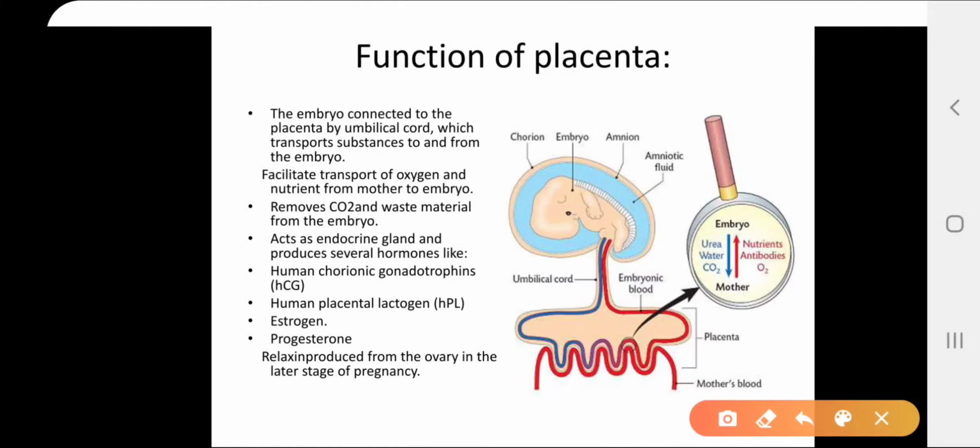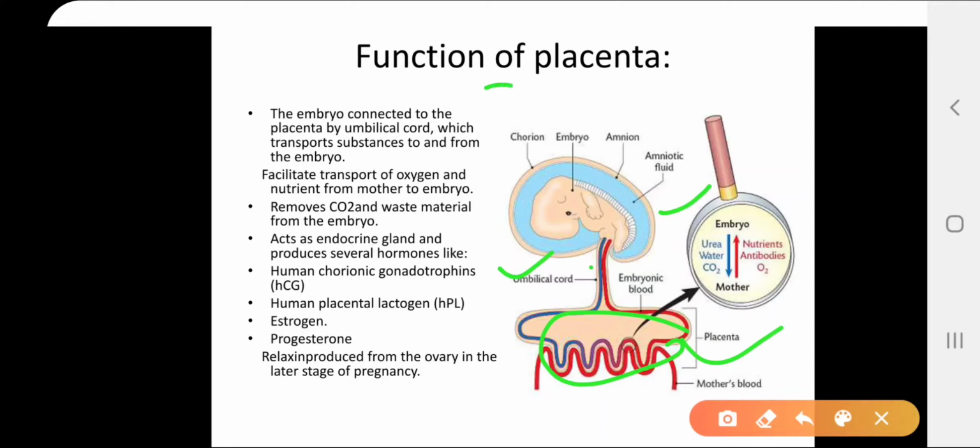Now, functions of the placenta. Here you can see this is the placenta, and this is the umbilical cord. So you can clearly differentiate with this diagram. This is the placenta, and then the umbilical cord, and this is the embryo, right? So the embryo is connected to the placenta by the umbilical cord, which transports substances to and from the embryo.